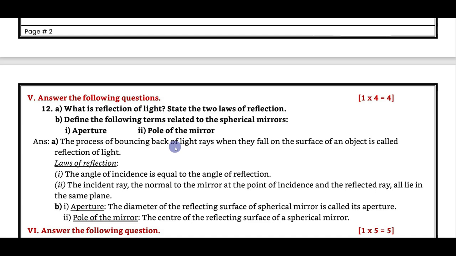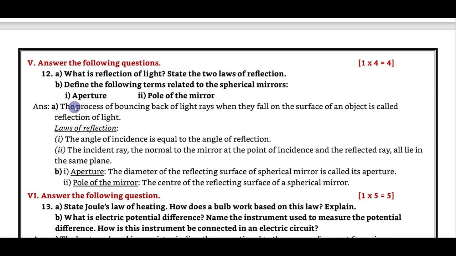Next, what is reflection of light? State the two laws of reflection and also define aperture and pole of the mirror in the case of spherical mirrors. The process of bouncing back of light rays when they fall on the surface of an object is called reflection of light. The laws of reflection. First law: the angle of incidence is equal to the angle of reflection. Second law: the incident ray, the normal to the mirror at the point of incidence, and the reflected ray all lie in the same plane.